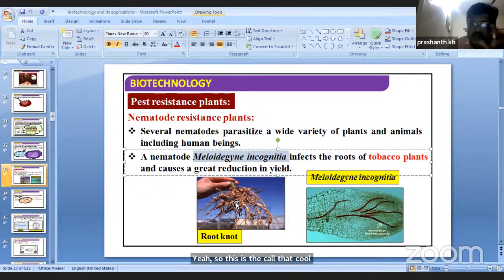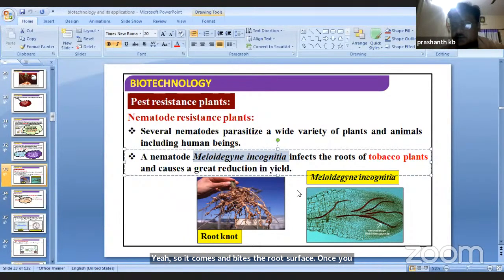Okay. So when a farmer is growing this tobacco plant, a chemical is released into the soil, nicotine. This chemical attracts the Meloidogyne incognita. So it comes and bites the root surface. Once it bites the root surface, the root system is infected. Then once the root system is infected, the shoot system is infected, which leads to the death of the tobacco plant. This is the simple infection procedure explained in the textbook.